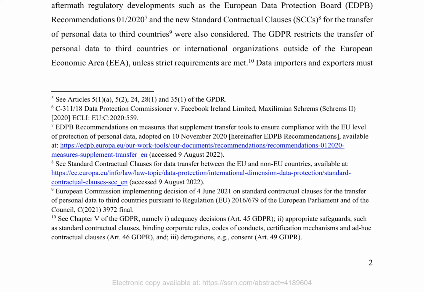The GDPR outlines three mechanisms for transferring personal data to third countries: adequacy decisions, appropriate safeguards, and derogations. Adequacy decisions, as outlined in Article 45 GDPR, involve the European Commission determining whether a third country provides an adequate level of protection for personal data. Appropriate safeguards, as outlined in Article 46 GDPR, include standard contractual clauses, binding corporate rules, codes of conduct, certification mechanisms, and ad hoc contractual clauses. Derogations, as outlined in Article 49 GDPR, include consent and other exceptions.